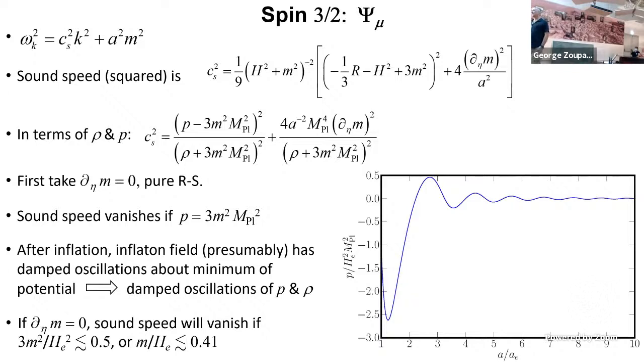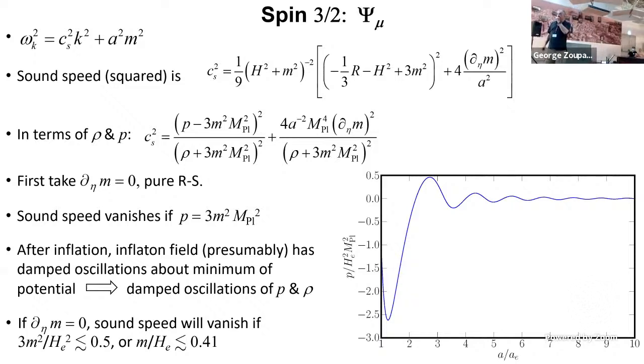So first, let's take a constant mass, pure Rarita-Schwinger, and if you do the calculation, you find that the sound speed vanishes if the pressure is equal to 3 m squared M_Planck squared. That's not so hard to see up there. So it's possible that the sound speed can vanish.